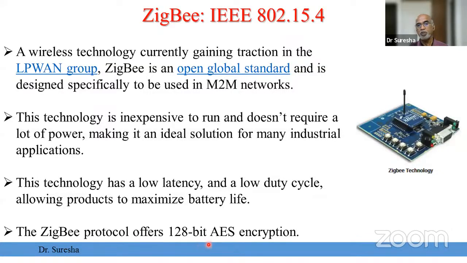The Zigbee protocol offers 128 bit encryption. This technology allows low latency and low duty cycle, allowing products to maximize battery life. Low latency is very, very important because low latency means it transmits the data at a faster rate. This technology is inexpensive to run and does not require a lot of power, making it an ideal solution for many industrial applications. It's an open global standard and is designed specifically to be used in machine-to-machine networks.